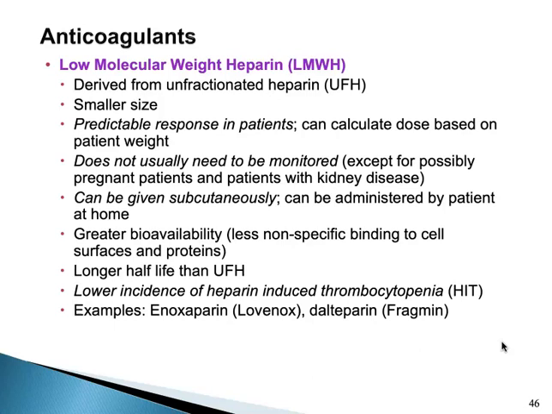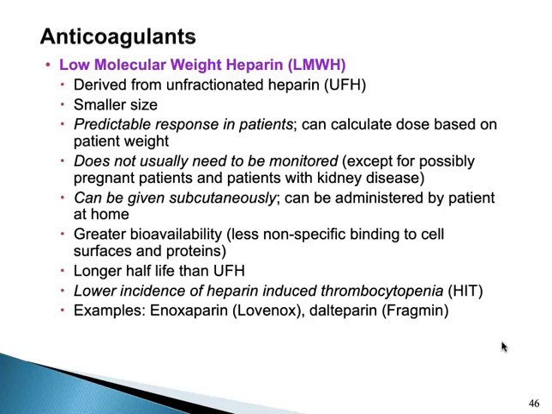Another reason why people use it a lot is because it can be given subcutaneously, and also it can be administered by the patient at their own home. So this is something that they can deal with a little bit easier. But when patients are in the hospital, they're usually given unfractionated heparin. Low molecular weight heparin also has greater bioavailability, in which there is less nonspecific binding to cell surfaces and proteins. It has a longer half-life than unfractionated heparin and lower incidence of HIT, which is very, very important.